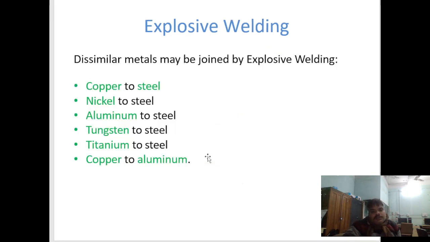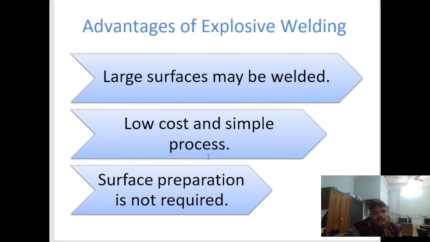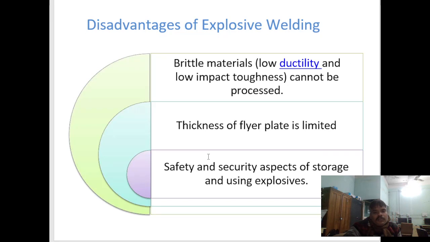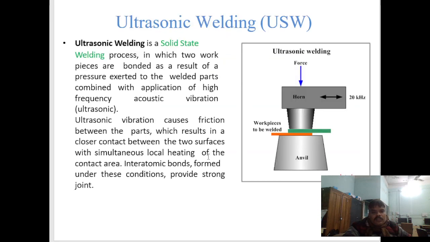Copper to steel, nickel to steel, aluminum to steel, tungsten to steel, titanium to steel, copper to aluminum. Different materials can be joined by explosive welding. Large surfaces may be welded. Low cost and simple process. Surface preparation is not required. Brittle material, low ductility and low impact material cannot be processed. Thickness of flare plate is limited. Safety and security aspects of storage and using explosive. These are the disadvantages.